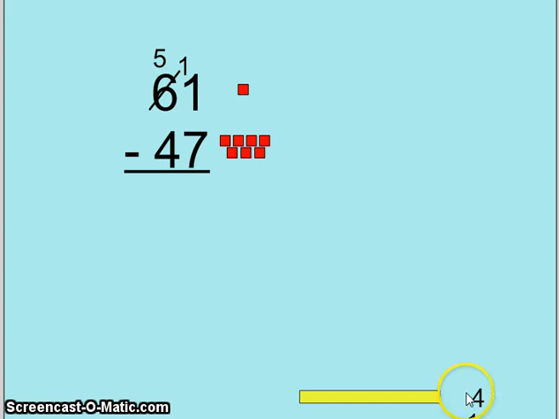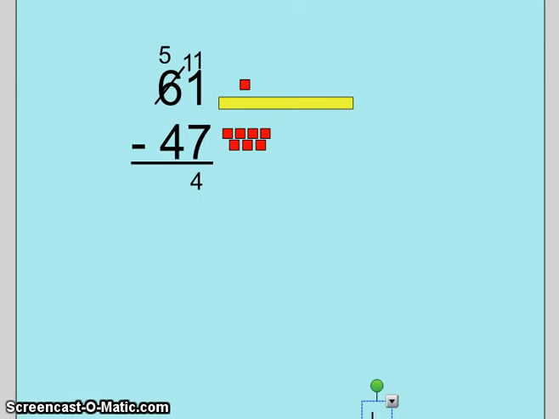to the ones place, and I'm going to make it an 11 because now I have 11 at the top. I took 1 ten away and I made it 11 instead. That was my 1 plus the 10 to make 11. 11 minus 7 is 4, and 5 minus 4 is 1. So 61 minus 47 is 14.